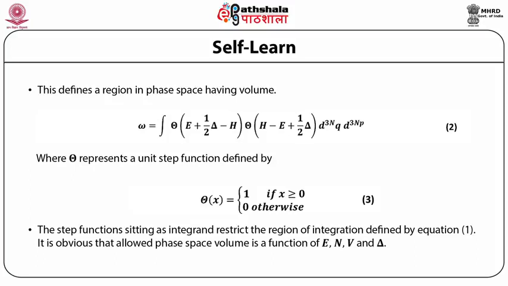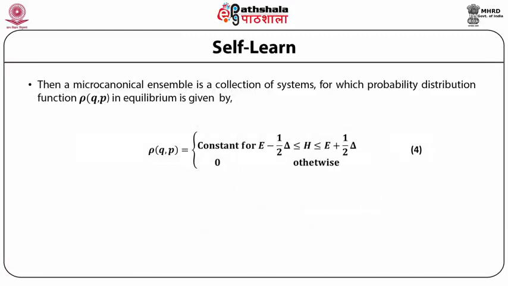Then a microcanonical ensemble is a collection of systems for which the probability distribution function rho(q,p) in equilibrium is given by rho(q,p) equal to a constant for E minus half delta less than or equal to H less than or equal to E plus half delta, and equal to 0 otherwise.